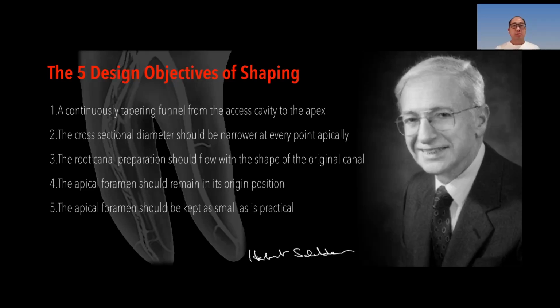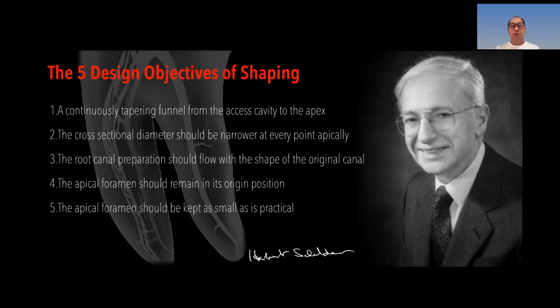First thing is how we continuously shape a tapering funnel from the access cavity to the apex. Secondly, the cross-section diameter should be narrower at every point apically. It also means the preparation should follow the flow of the original canal. So if we have a J shape, we don't want to make it an I shape because it will change the shape of the canal.